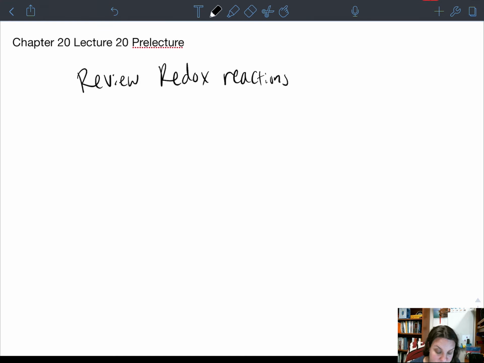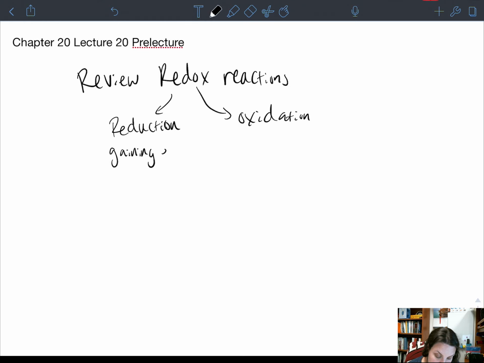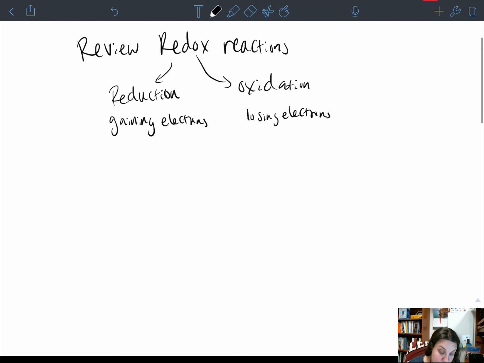Okay, so redox is reduction plus oxidation, where we have transfer of electrons from one species to another. Reduction is gaining electrons. Oxidation is losing electrons. So when a substance is oxidized, it gives its electrons to another species. Hopefully this is review for you.